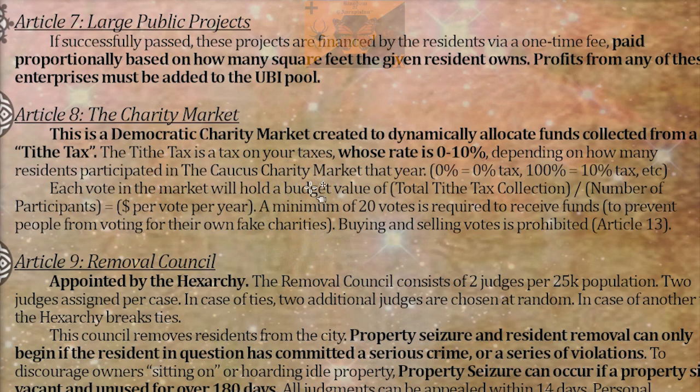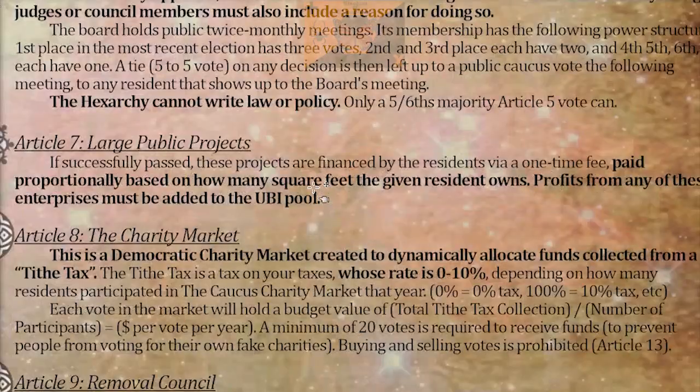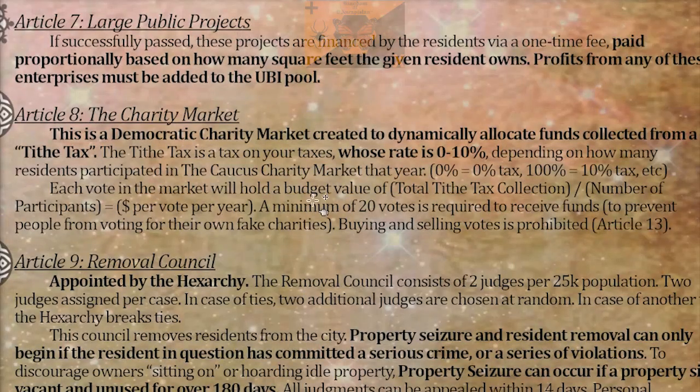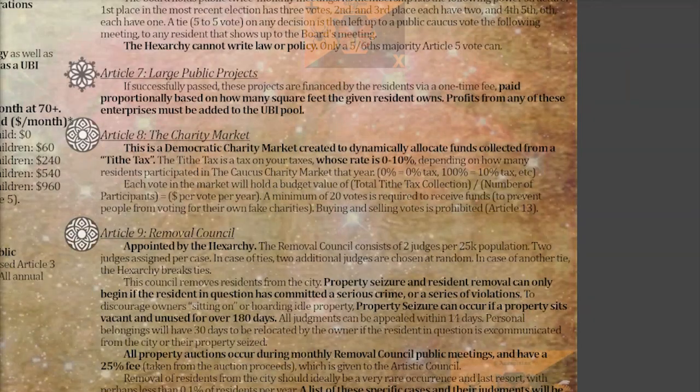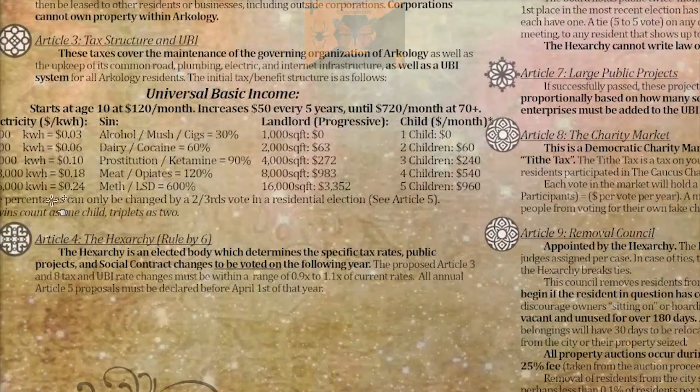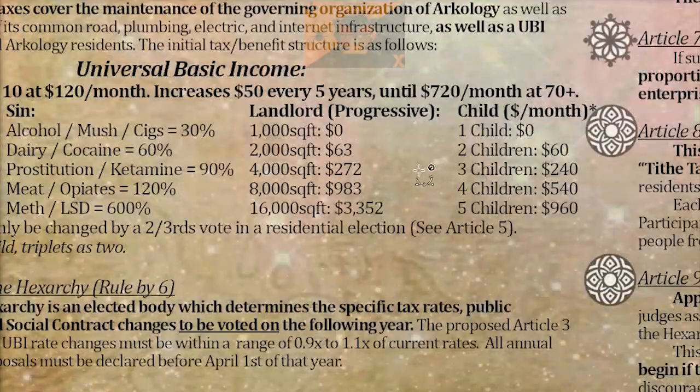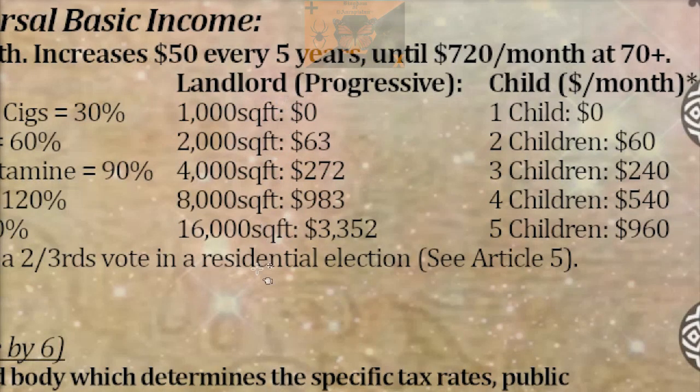So that is pretty much it for version 3.4. That's the main change, and the electricity tax was adjusted slightly. The landlord tax was reduced a bit. It was a little high at the 16,000. I think the 16,000 was like 4,700 or something like that. And the 1,000 square feet was pushed down to zero.